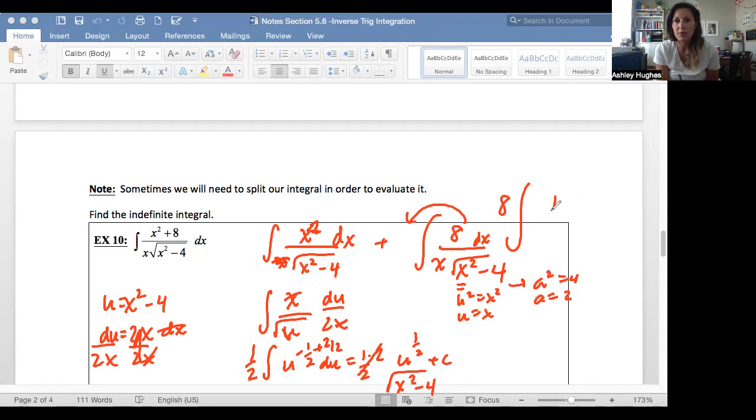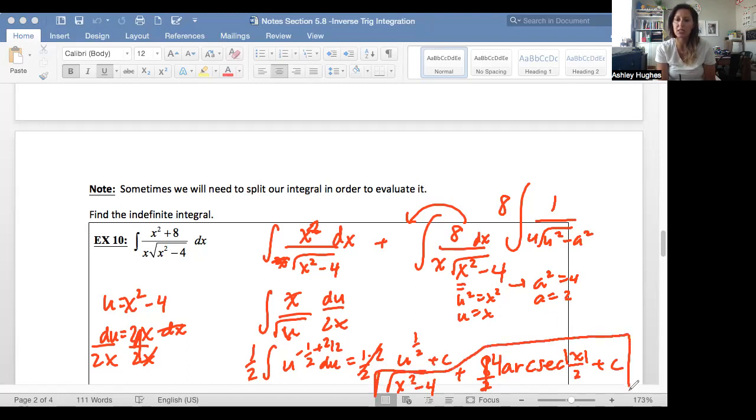And so it works out that we have 1 over u times the square root of u squared minus a squared, which is arcsecant. So the integral to that is going to be the 8 times 1 over a, so over 2, arcsecant u over a plus c. So then that becomes 4. So this is our answer, square root of x squared minus 4 plus 4 arcsecant, absolute value of x over 2 plus c.